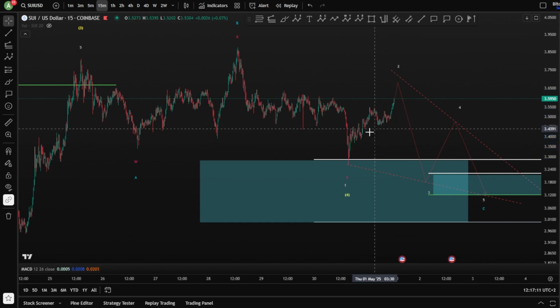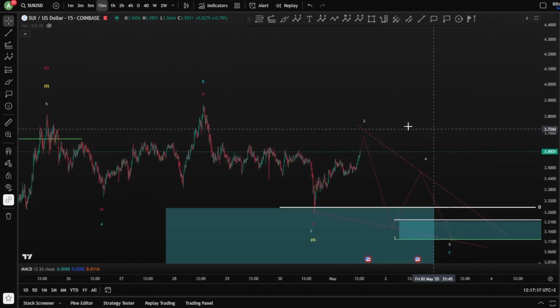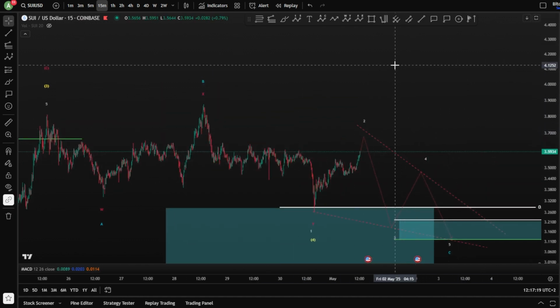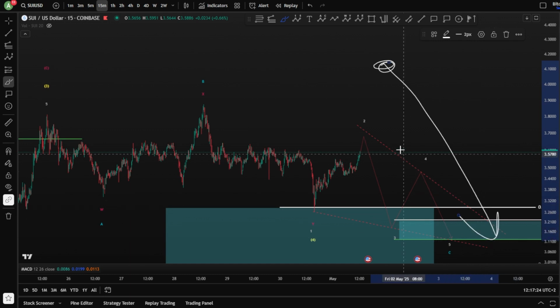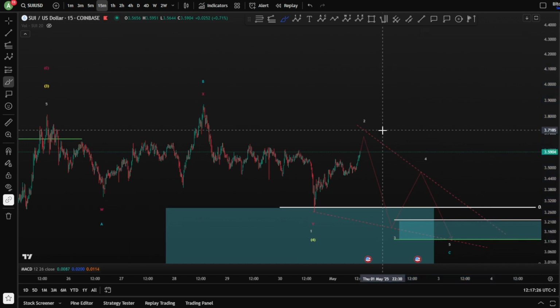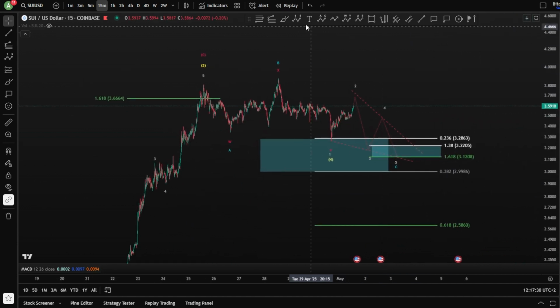Unless, of course, this will transform into double 1-2s and wave 3, 4, 5, 4, 5, taking the all-time high and finishing a wave 5 somewhere in this area, and then moving toward the downside for a major wave 2 again. Yep, so these are the possibilities right now for SUI.